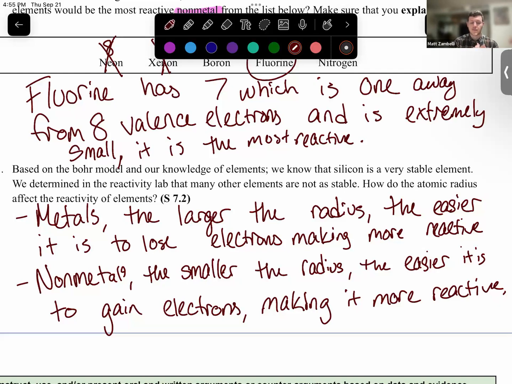For nonmetals, the smaller the atom, because they have so many valence electrons, they're trying to pull more in. And those protons in the middle have an easier time pulling electrons from other elements if they're closer, meaning the smaller the atom, the more reactive it's going to be because it has an easier time taking electrons, which is why fluorine, oxygen, chlorine are going to be more reactive than things like iodine because they're smaller. They can pull more electrons in a little bit easier.